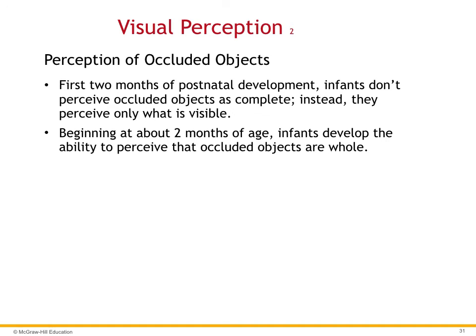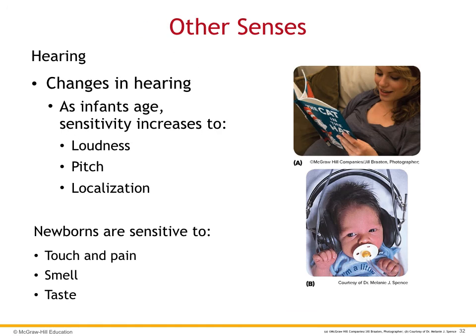Their visual perception: in the first 2 months of postnatal development, infants don't perceive objects as complete. So if you are looking at something in the space that you're occupying now and you can only see half of it, you know the other half exists. An infant will think only half of that object exists. At about 2 months of age, infants develop the ability to perceive that, oh, that object is whole, I just cannot see all of it.